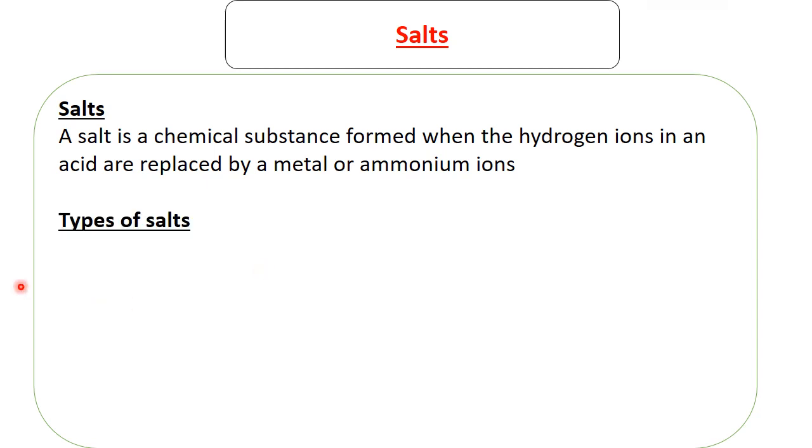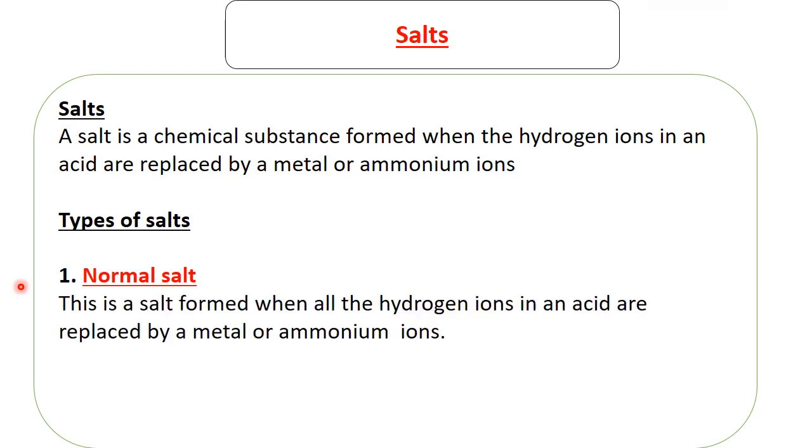Here are some types of salts. The first type of salt is called a normal salt. A normal salt is just a salt formed when all the hydrogen ions in an acid are replaced by metal or ammonium ions. So when all the hydrogen ions are replaced by metal or ammonium ions, then we have a normal salt.